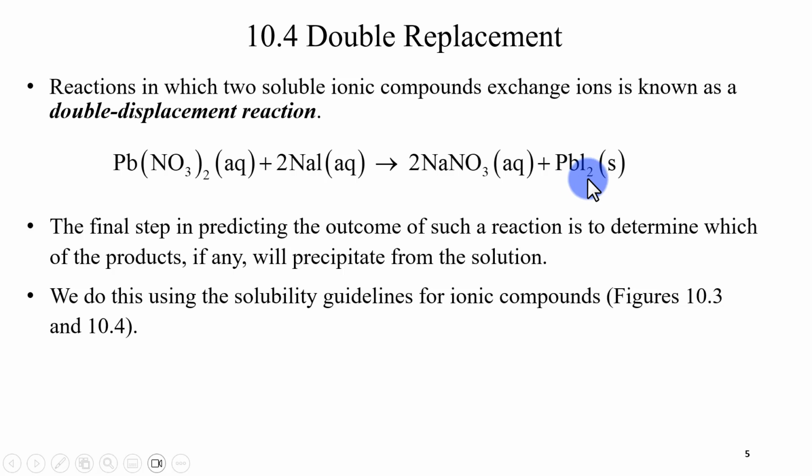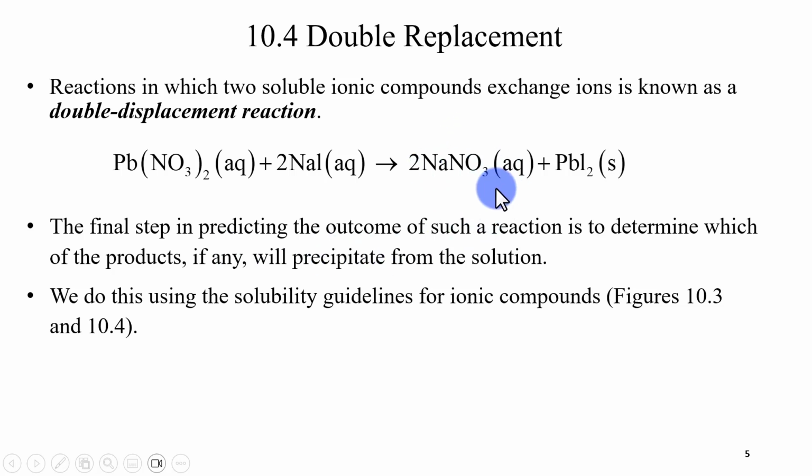Lead 2 iodide, however, if you look at iodides, those are soluble unless they are paired with lead 2+. And that's what it's paired with. So lead 2 iodide here is an insoluble compound, and that's why it's got an S for solid next to it. Note that this is called a double displacement reaction because I'm displacing both positive and negative ions. And I'm rearranging everything. So I'm doubly displacing both positive and negative ions.